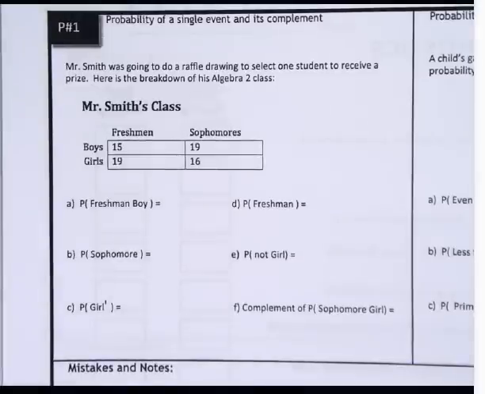All right, let's take a look at probability of a single event and its complement. Mr. Smith was going to do a raffle drawing, select one of his students to receive a prize. Here's the breakdown of his Algebra 2 class. Basically what we're looking at here is probability is calculated by the part over the total.